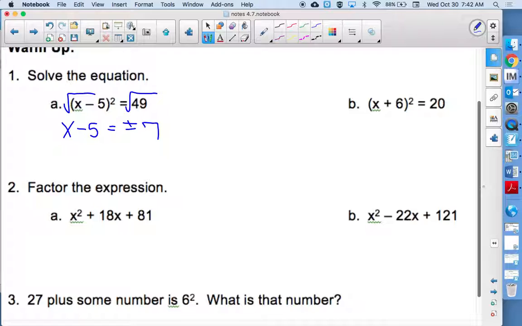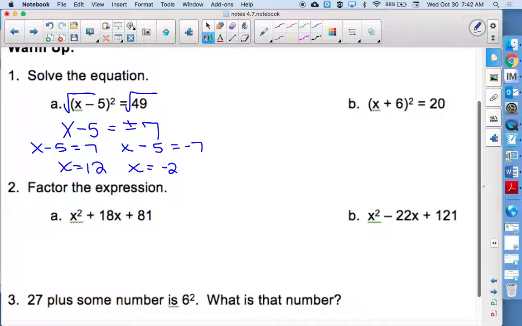7 times 7 makes 49. Negative 7 times negative 7 also makes 49. So then we do need to add 5, but we're adding 5 to both 7 and negative 7. So Jack, your 2 answers for x would be 12 and negative 2.